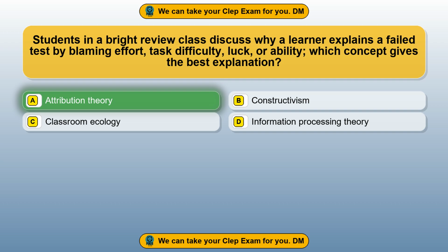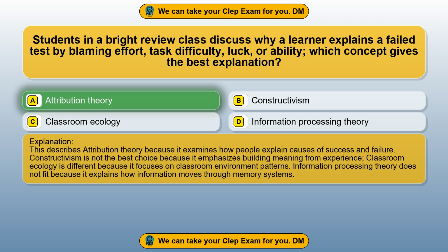Attribution theory. This describes attribution theory because it examines how people explain causes of success and failure. Constructivism is not the best choice because it emphasizes building meaning from experience. Classroom ecology is different because it focuses on classroom environment patterns. Information processing theory does not fit because it explains how information moves through memory systems.